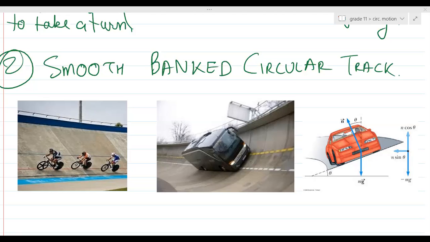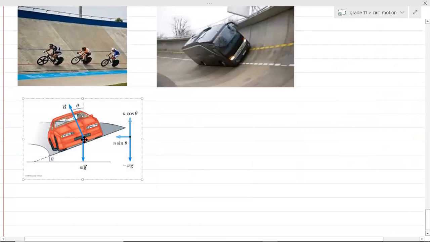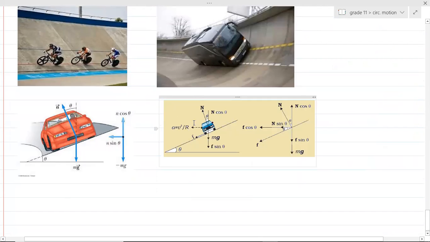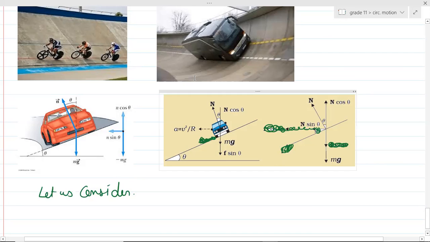Copy image. So basically, guys, can you see a car of mass m over here? You need to draw these two diagrams. But don't draw the friction over here because it is smooth. So don't draw friction: no f cos theta, no f sin theta, and no f. I said don't draw it.